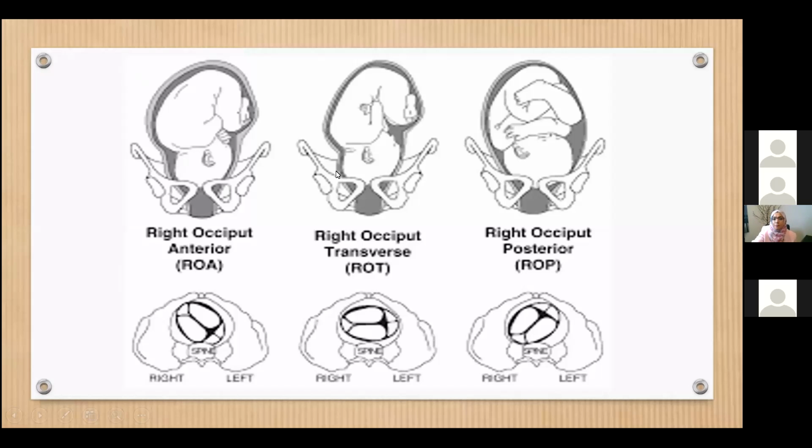When the fontanelle is more towards the anterior part, then you would call it anterior. And when it is absolutely transverse, you will call it right occipito-transverse. And if the occiput is absolutely facing the back of the mother, we will call it a right occipito-posterior position. Okay. Any questions so far about this?